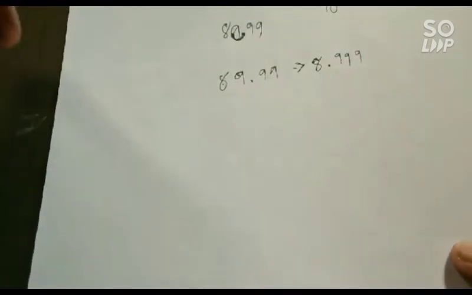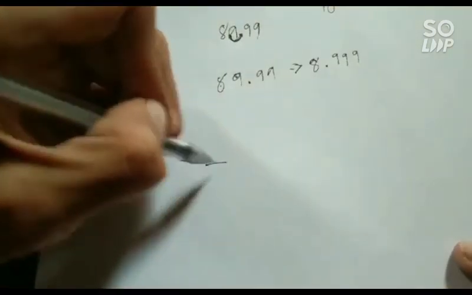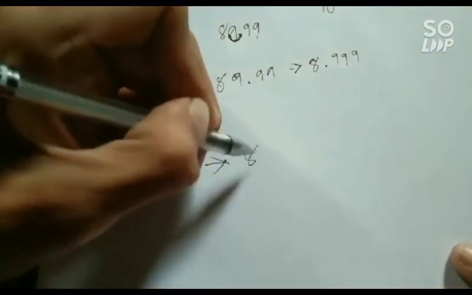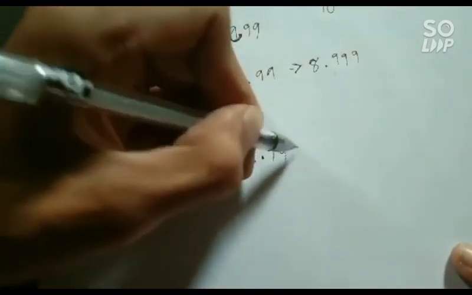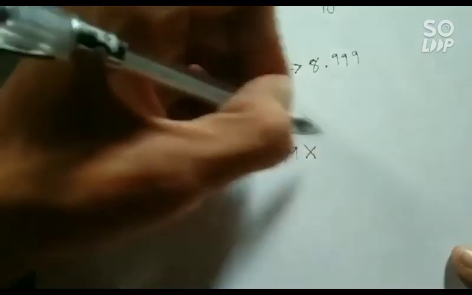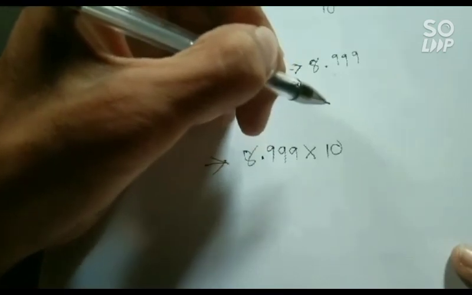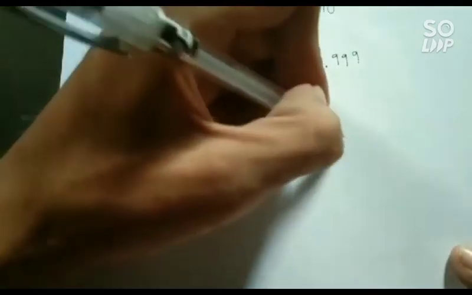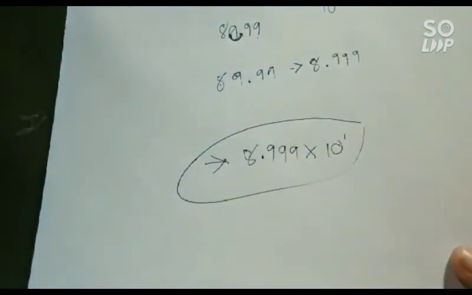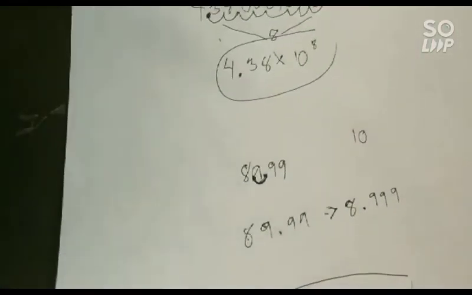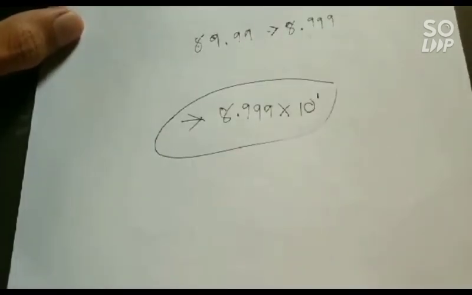And now the final result is 8.999 times 10, and the exponent is positive 1. And that's all. Thank you.